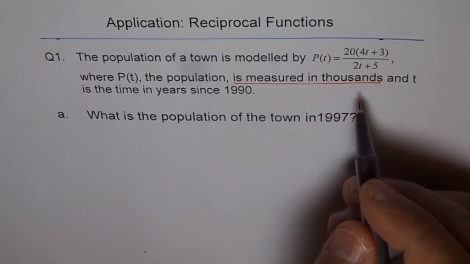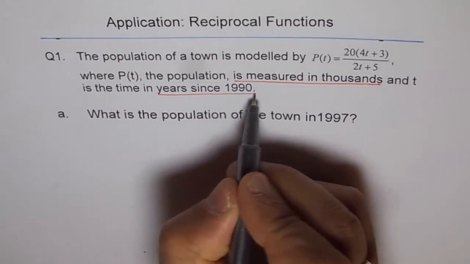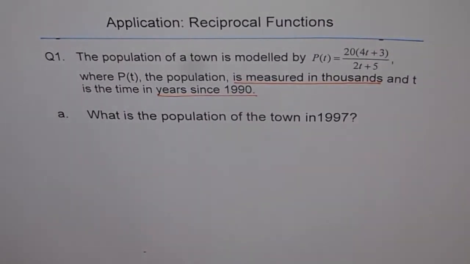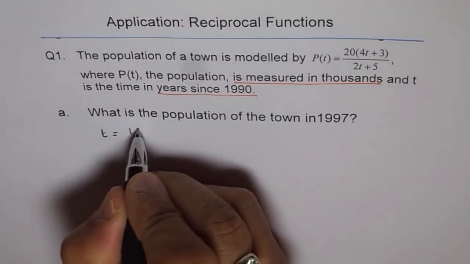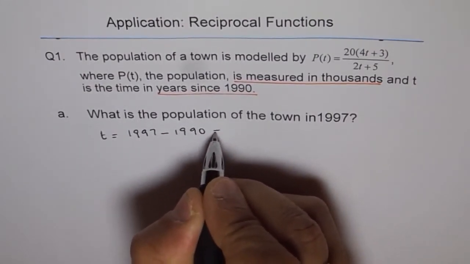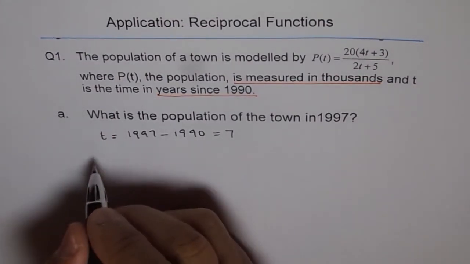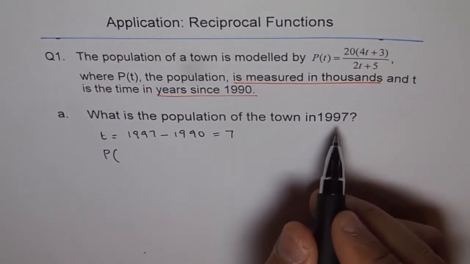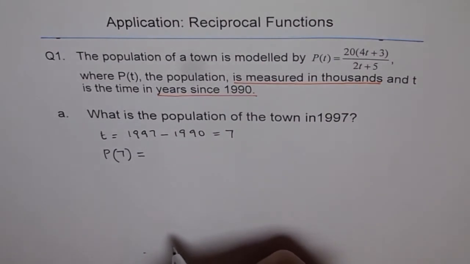And t is years since 1990. T is not 1997, correct? So the first step is to find what t is. t is 1997 minus 1990, and that gives you a t value of 7. So what you're trying to find here is the population of the town in 1997, which strictly means P of 7. That is what you're interested in finding.